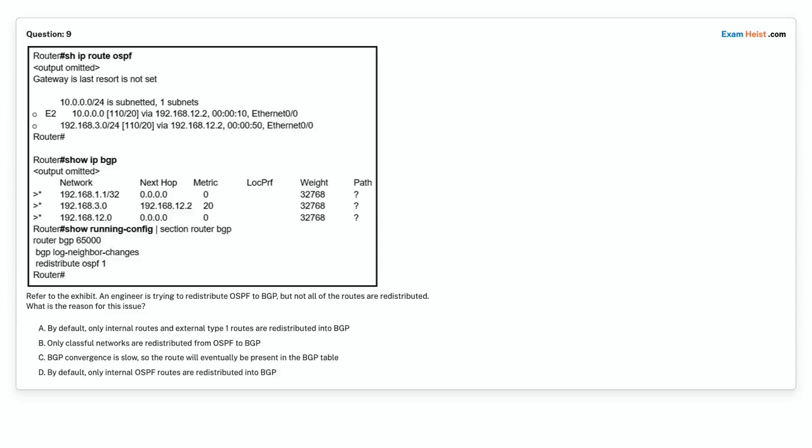Choose the correct answer. Correct answer is option D. By default, only internal OSPF routes are redistributed into BGP.